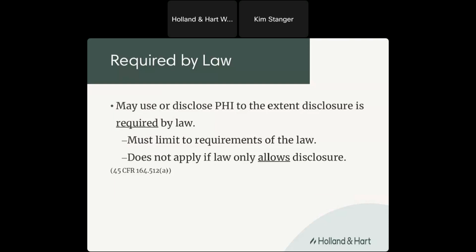HIPAA also allows you to make disclosures to the extent another law requires a disclosure. So if a law requires you to disclose, for example, child abuse or neglect, or treatment of certain victims of a crime, then HIPAA says, fine with us. As long as this other law requires a disclosure, you can go ahead and make that disclosure, just make sure you only disclose the information and under the circumstances where the law requires it.